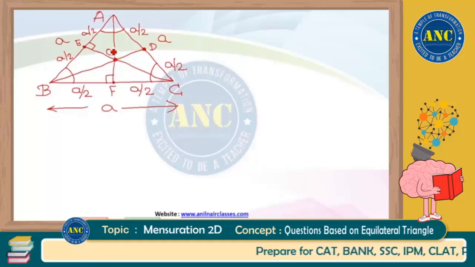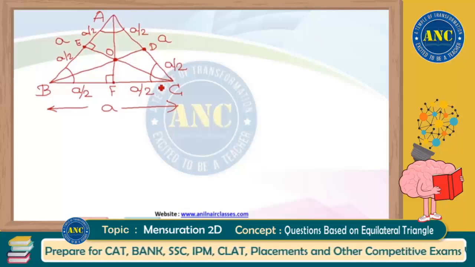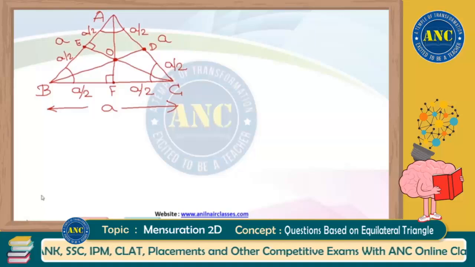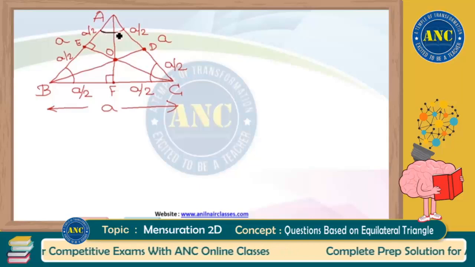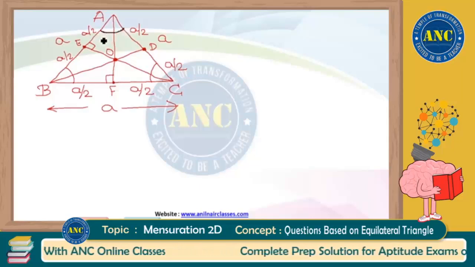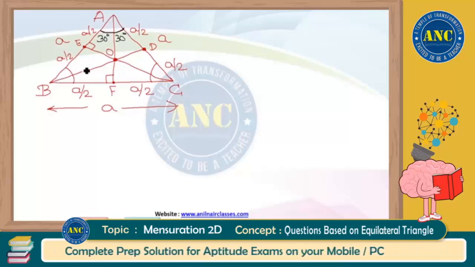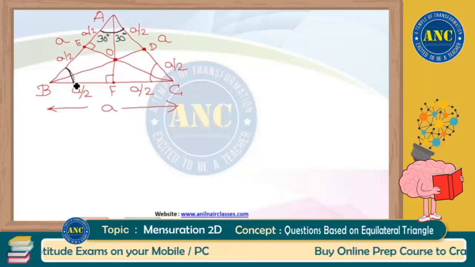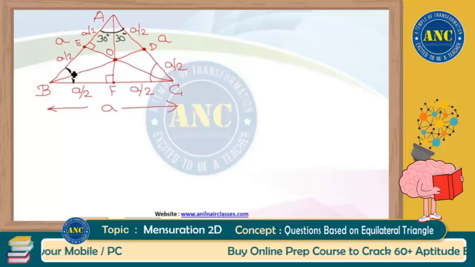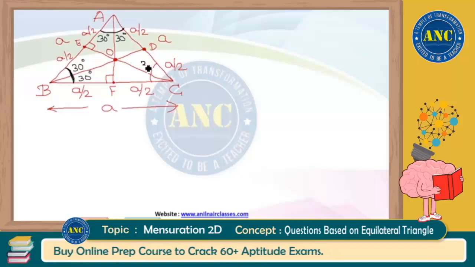Now, can I say that this line AF is not only dividing BC into two equal parts, but it is also doing one more activity. It is dividing the entire angle A of 60 degrees into two equal parts of 30 and 30. That means this line BD is not only dividing AC into two equal parts. Angle B, which is 60 degrees, is equally divided as 30 and 30. Similarly, angle C is equally divided as 30 degrees and 30 degrees.